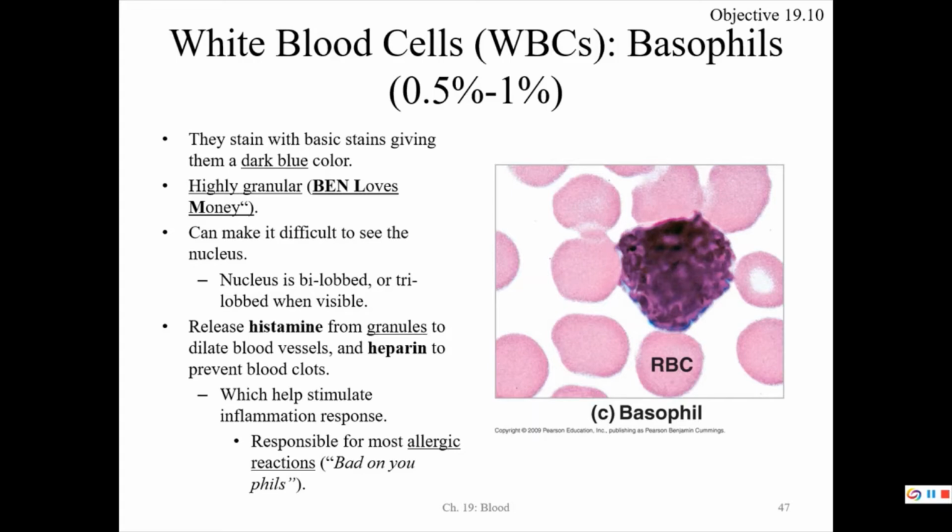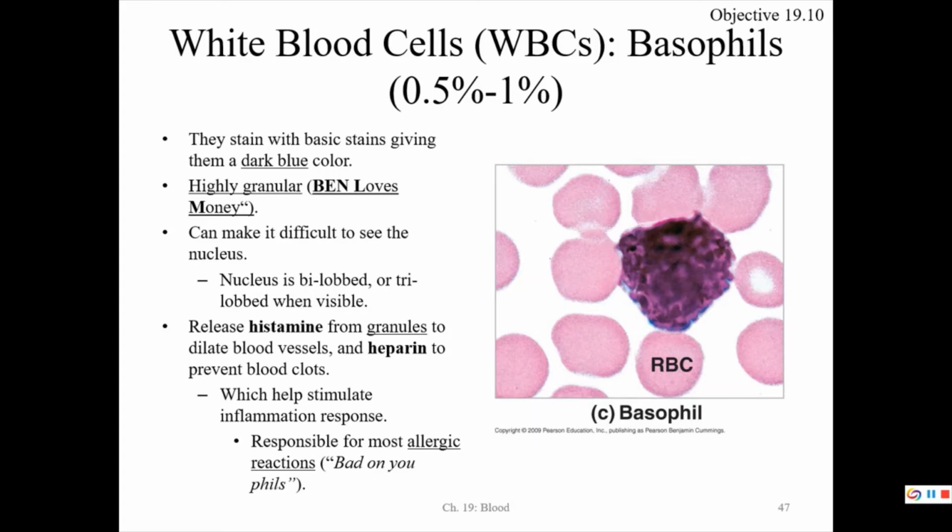They are highly granular. How granular are they? They're so granular you can't even see the nucleus. It can make it difficult to see the nucleus. But they do have a bilobed or trilobed nucleus when you can see it.